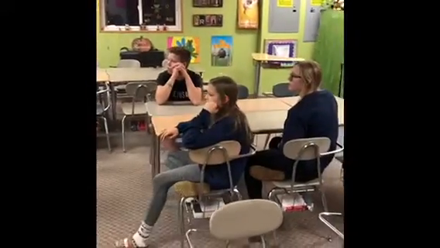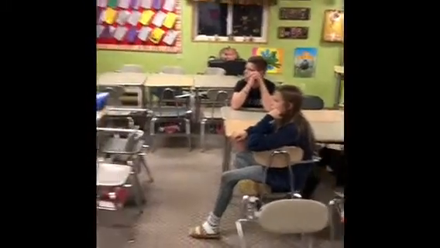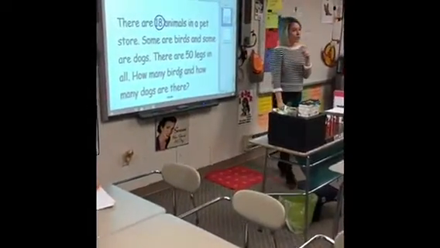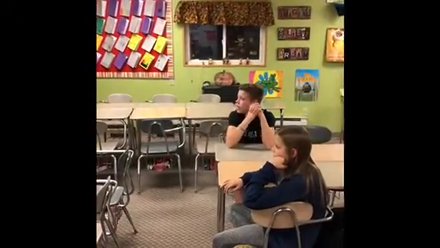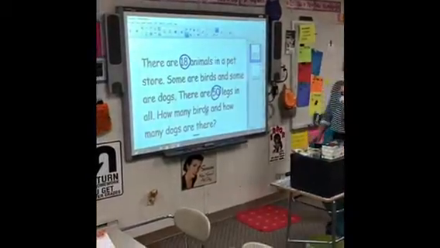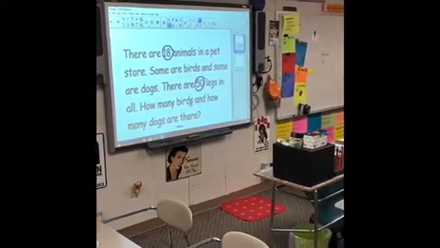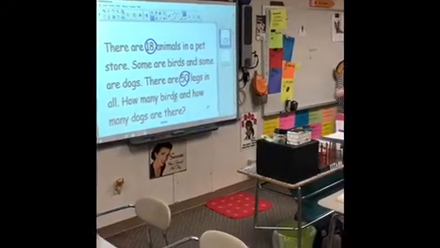Brindley? There are 18 animals in the pet store. Okay, that we have 18 animals total. Good. Okay, what else do we know? Weston? There are 50 legs in all. 50 legs all together. Good. Okay, what else do we know? There's some more information here. Brindley? Birds have 2 legs.